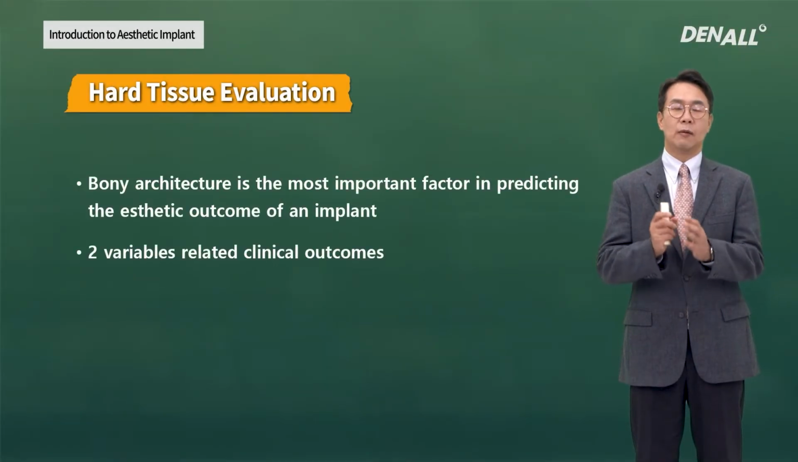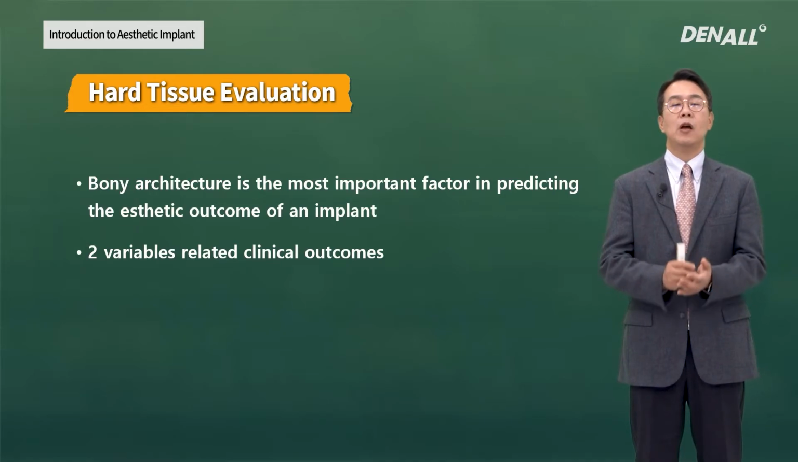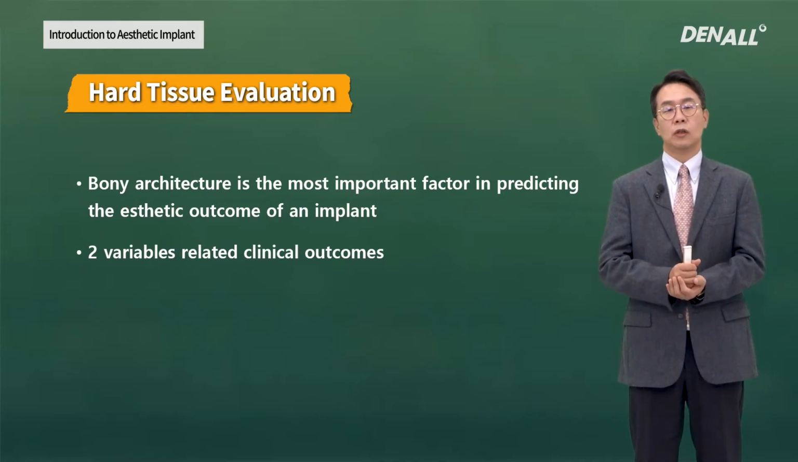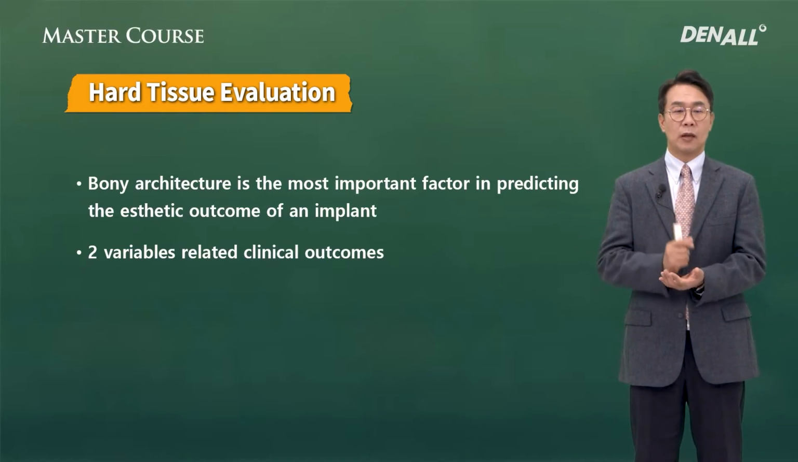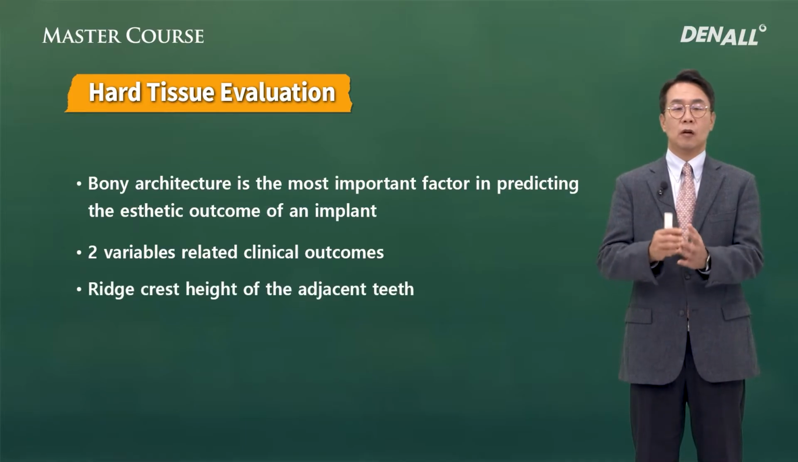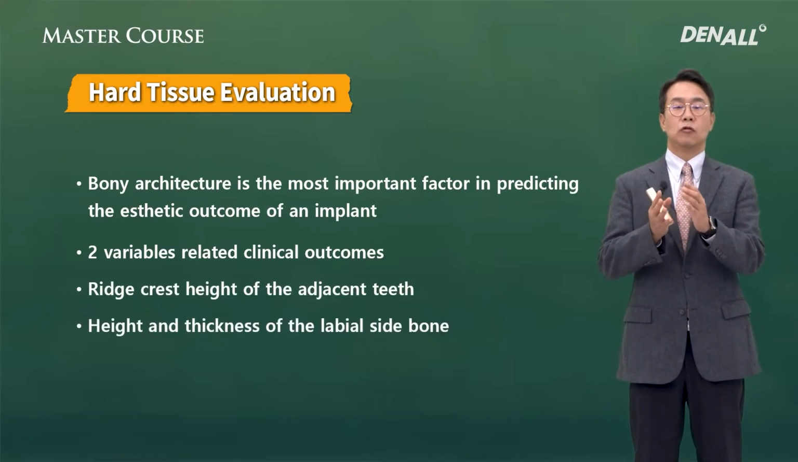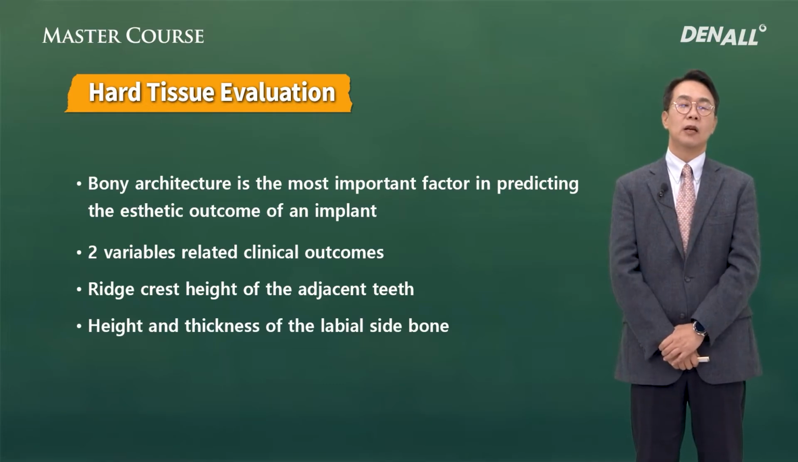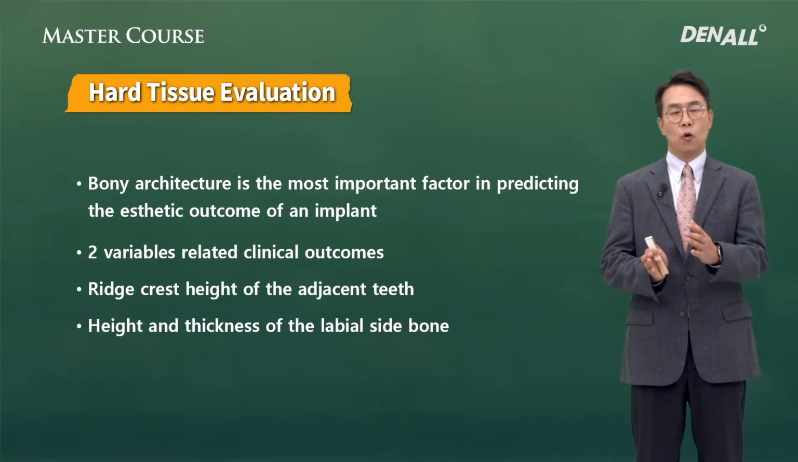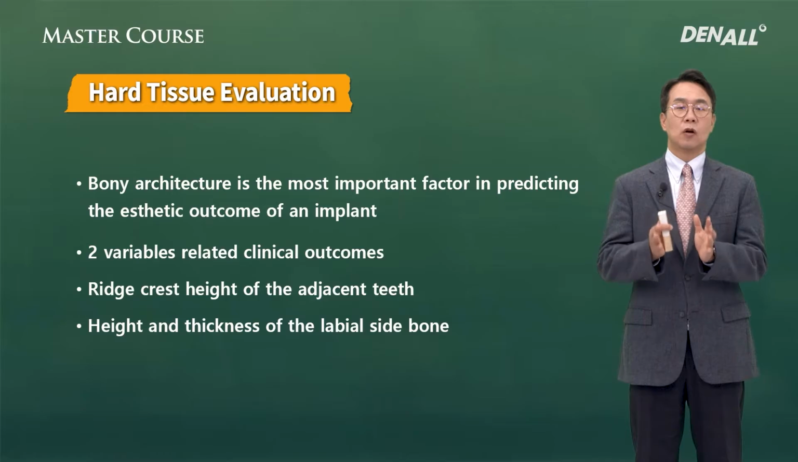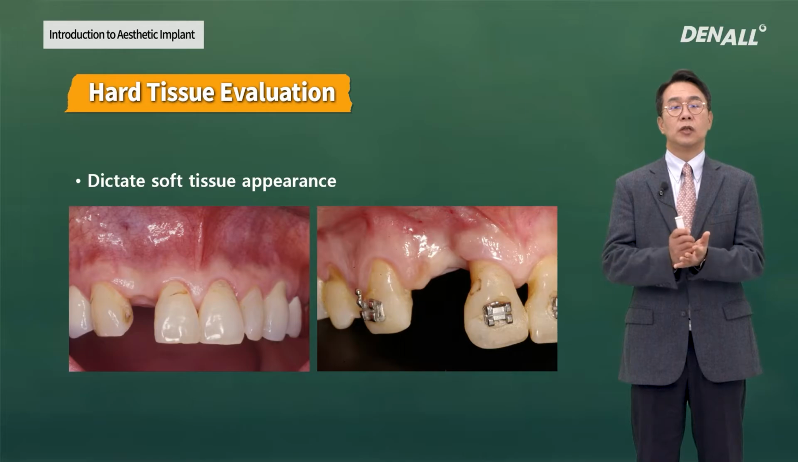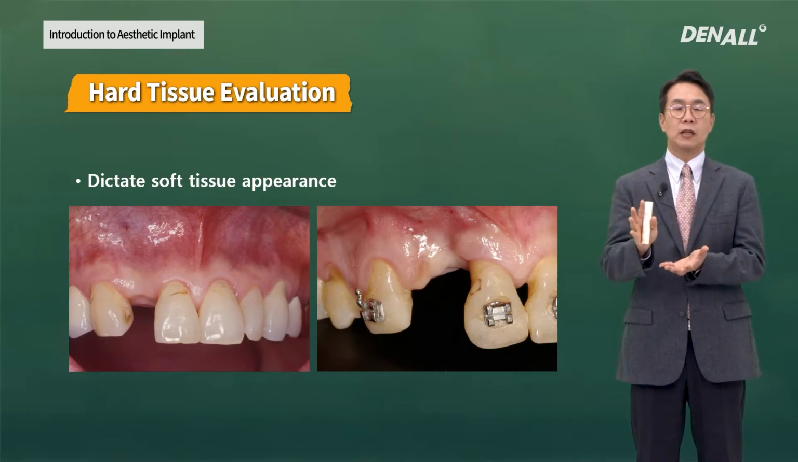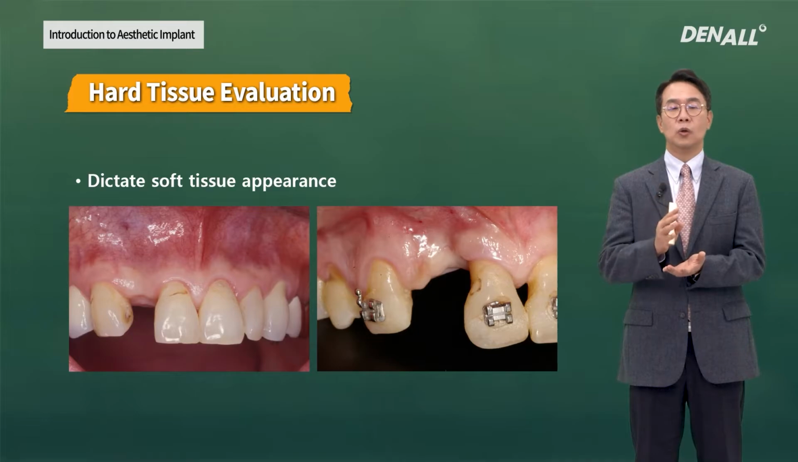Therefore, first, based on the aesthetic triangle, we need to evaluate hard tissue. The bony contour should be evaluated considering the surrounding area, ridge crestal height and thickness of the labial side bone. The hard tissue should be evaluated. If necessary, augmentation should be done. And if you evaluate hard tissue, here you can see this will dictate soft tissue appearance.